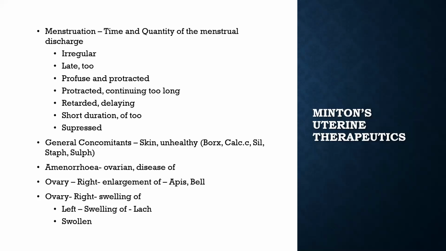Then general concomitants. Under that, we can see skin unhealthy. Then amenorrhea, ovarian disease of. I had said that apart from the menstruation chapter, there is one more chapter in Minton's Uterine Therapeutics, and that is amenorrhea. Under amenorrhea, if you go and check, there is ovarian disease of. This becomes very important for us to get a specific or direct rubric. Now, ovary right, enlargement of, ovary right, swelling of, we can say otherwise, then ovary left, swelling of, then ovary swelling, both. When right and left is not given, we consider it as bilateral.